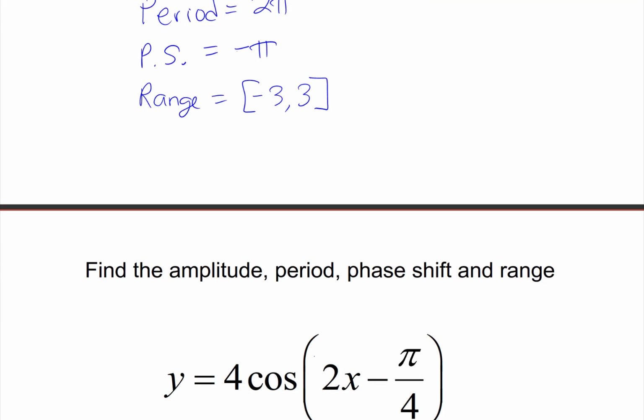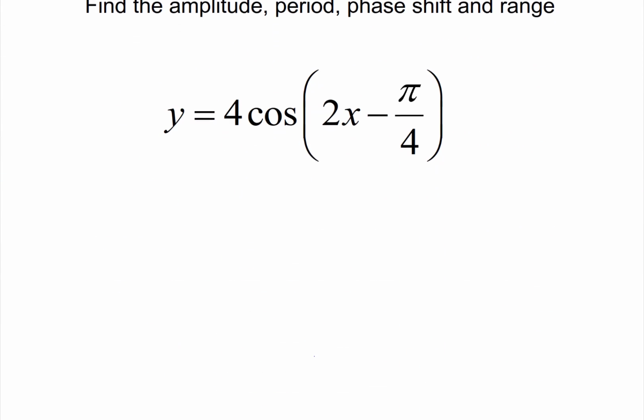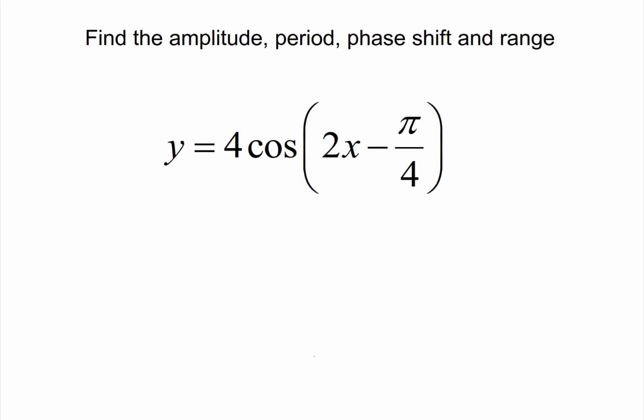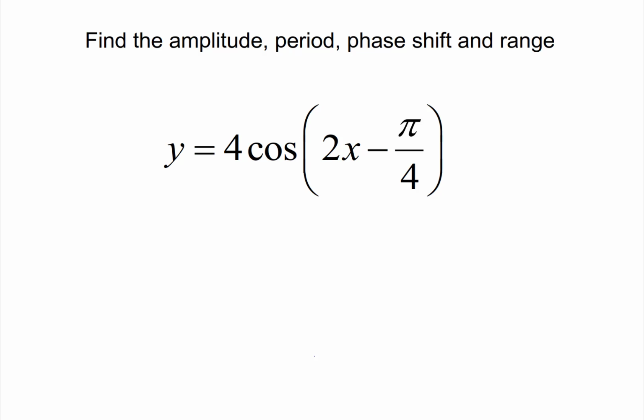Let's go ahead and look at one more of these. So this time we've got the amplitude, period, phase shift, and range. And on this one, the amplitude is sitting right here, so that's going to be 4.